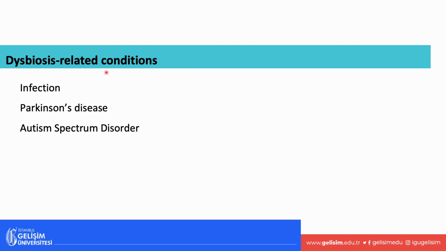All right, continuing on with dysbiosis. Dysbiosis has been linked to several health conditions, including infections, Parkinson's disease, as well as autism spectrum disorder. Infections may occur due to an overgrowth of harmful bacteria in the gut. Parkinson's and autism spectrum disorders have been linked to altered gut microbiota, although the exact mechanism and the causality are still being investigated. They don't know.